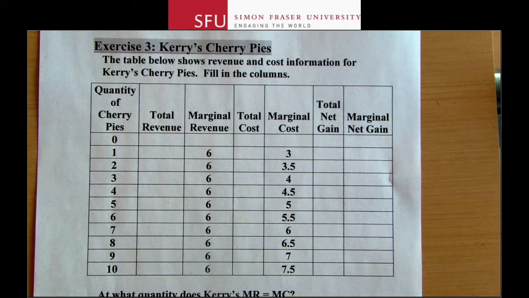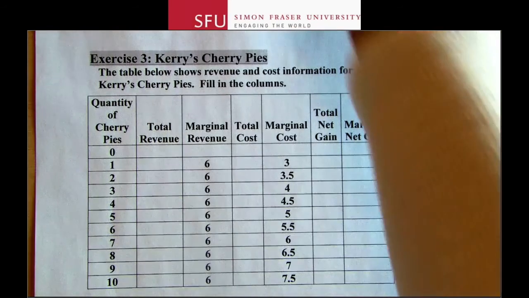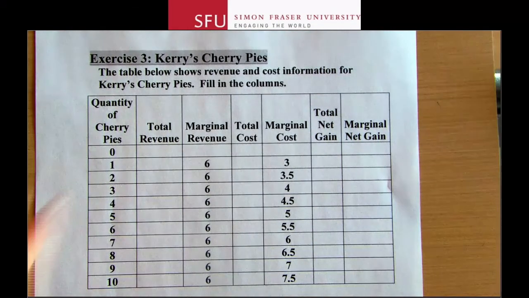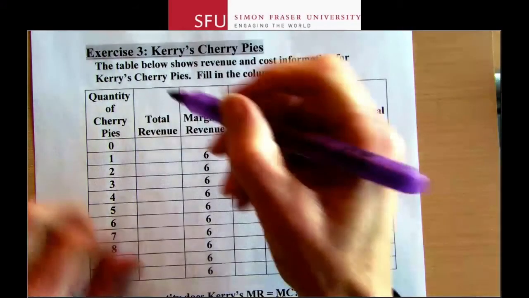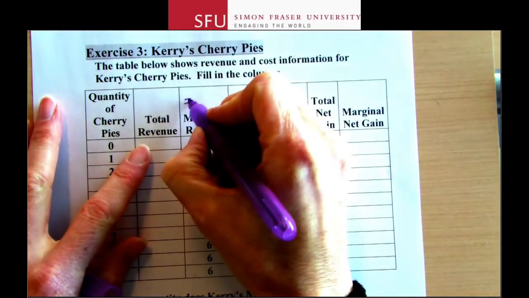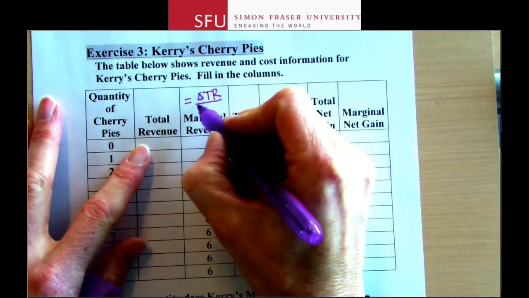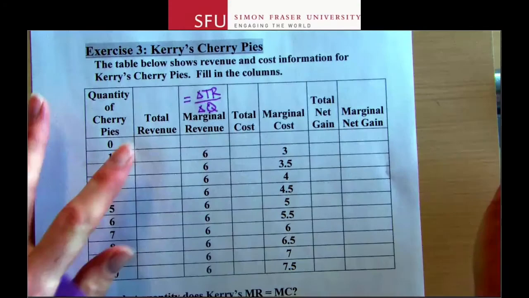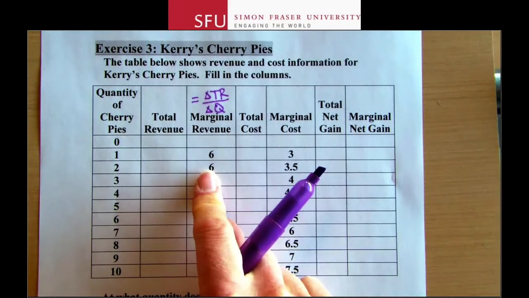Okay, so now we're starting with page 10, and this is about cherry pies. Okay, so I'll remind you about a couple of these things first. You learned about marginal revenue last class, and that is just going to be the extra amount of total revenue. So marginal revenue will equal the extra amount of total revenue when you increase the quantity by 1 unit.